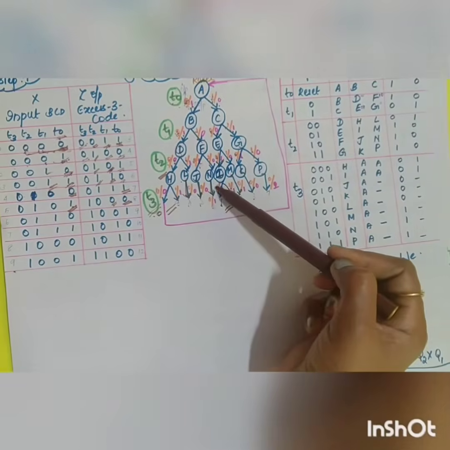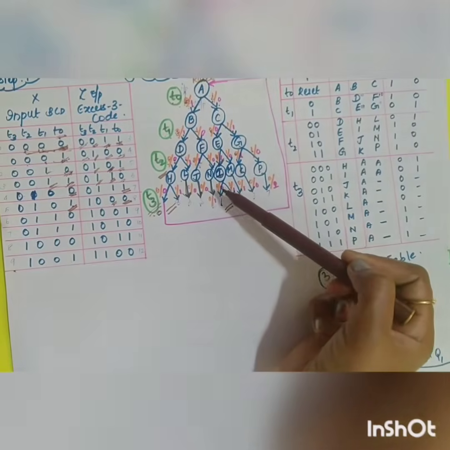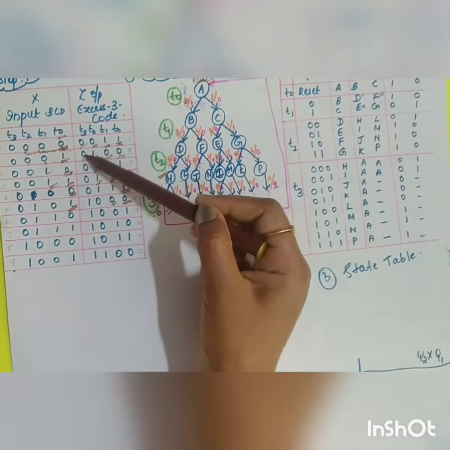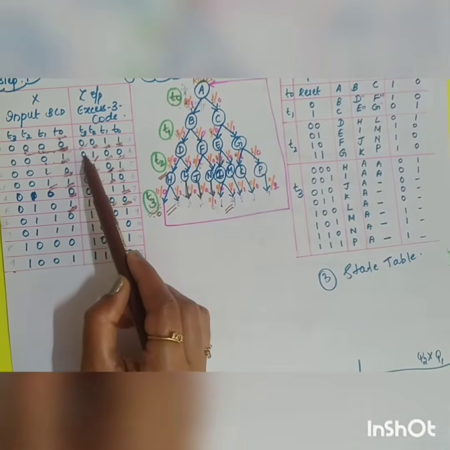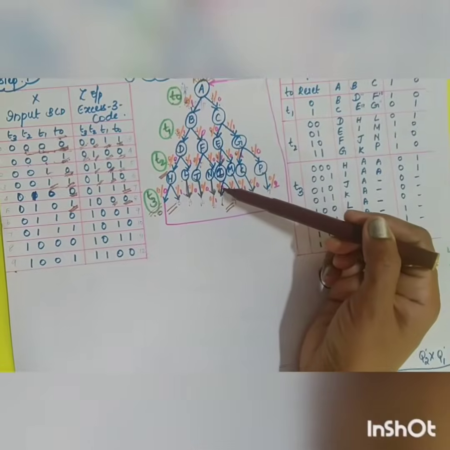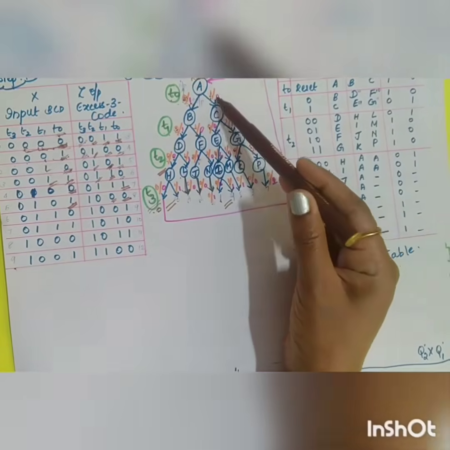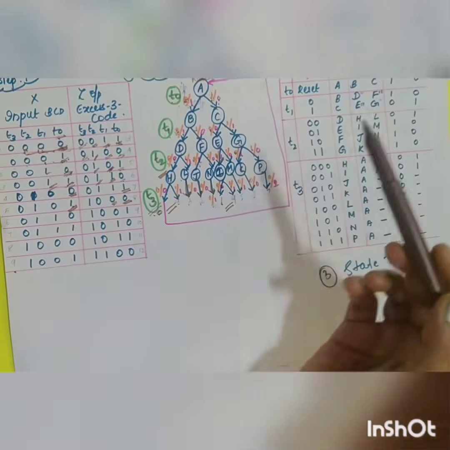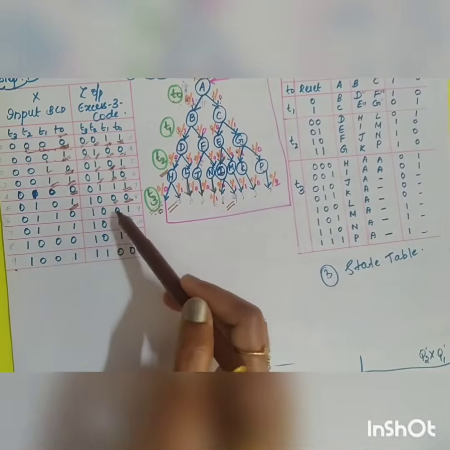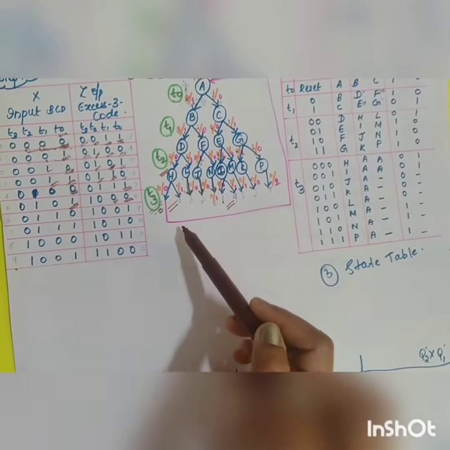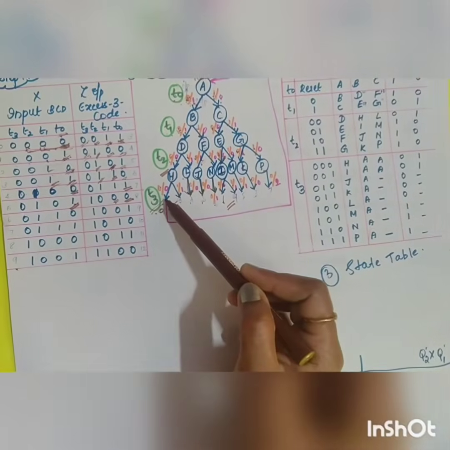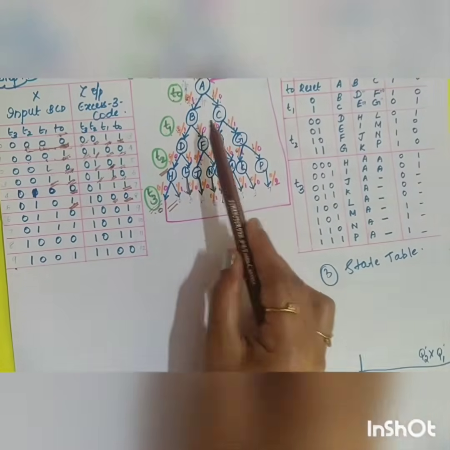So where is your input? 0, 0, 0, 1. What is your output? It is equal to 0. Or you can match here 0, 1, 0, 0. So all the outputs and inputs will match with your table. Okay, so this is a condition. Once it has been achieved, it will go back to your reset state.